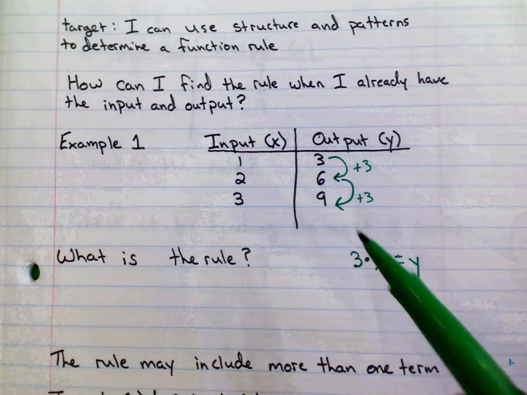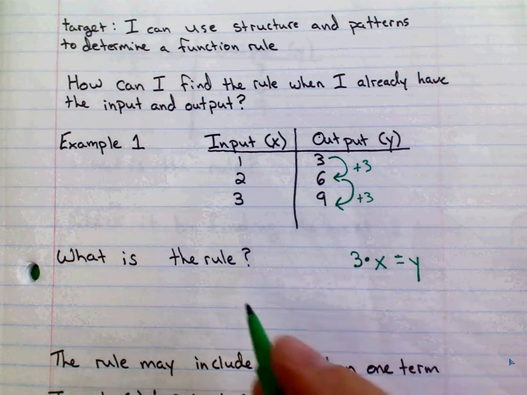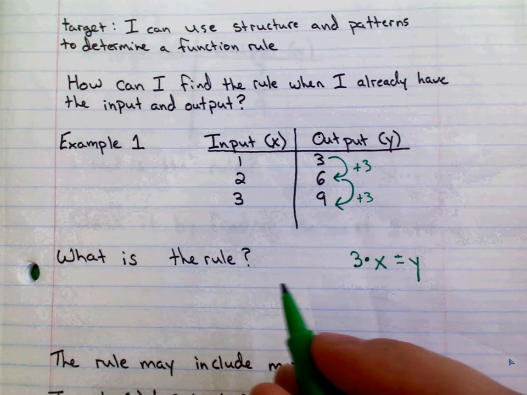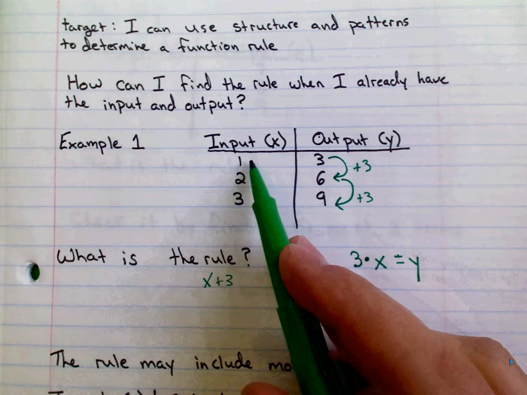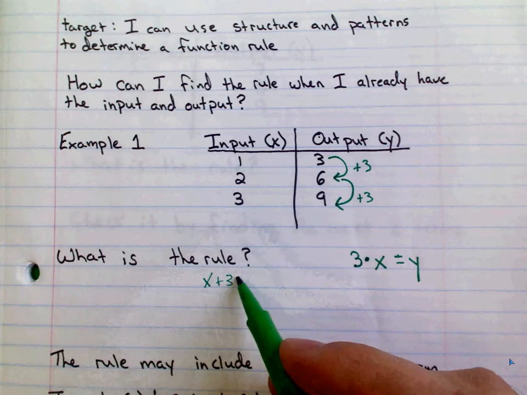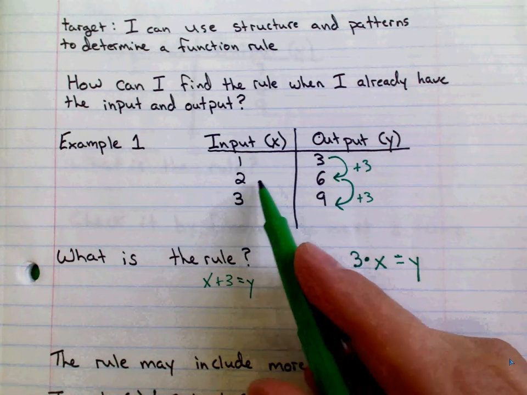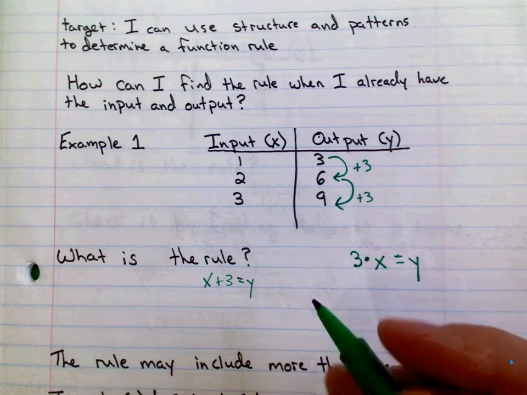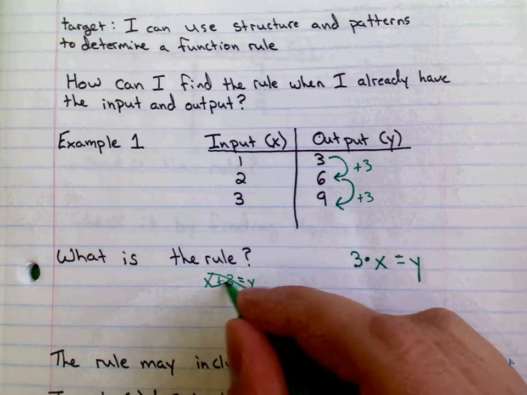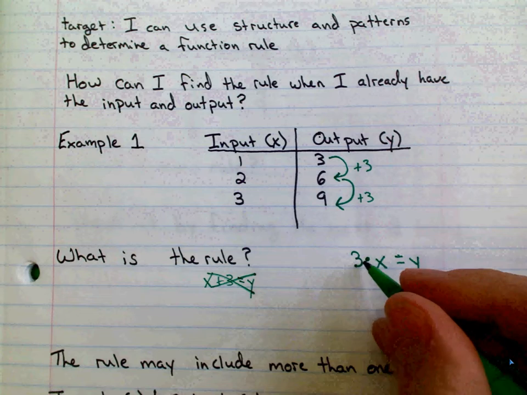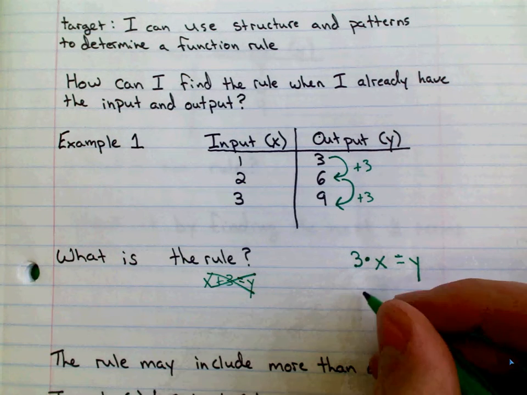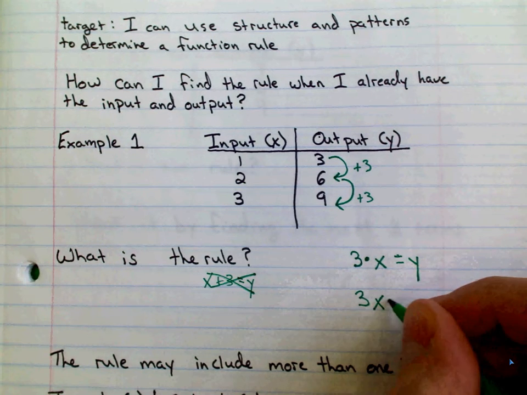So if you notice, if we would have done it as x plus 3, 1 plus 3 would be 4. 2 plus 3 would be 5. So that wouldn't follow our pattern. So that doesn't work. So it's 3 times x equals y, or 3x equals y.